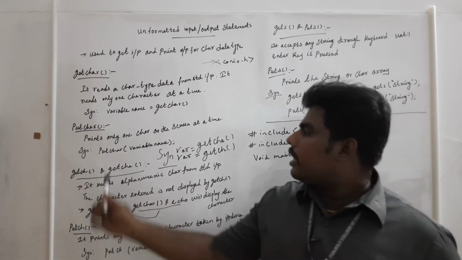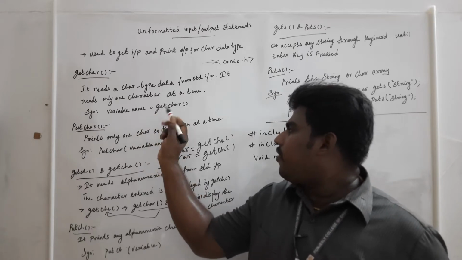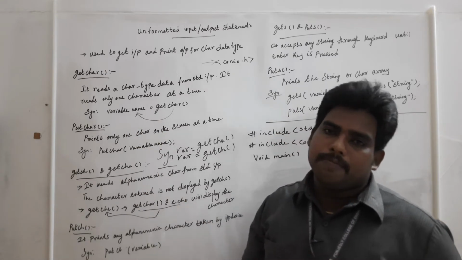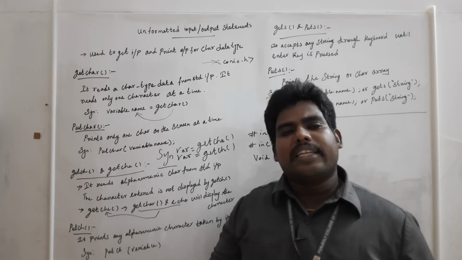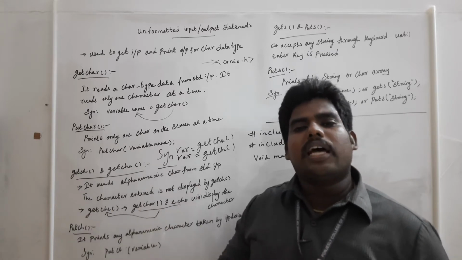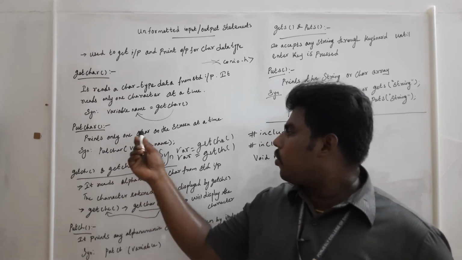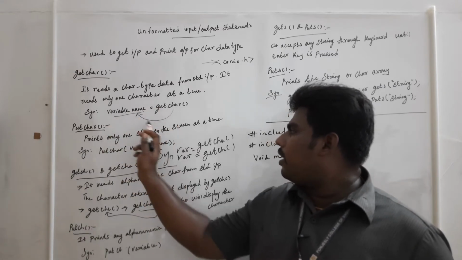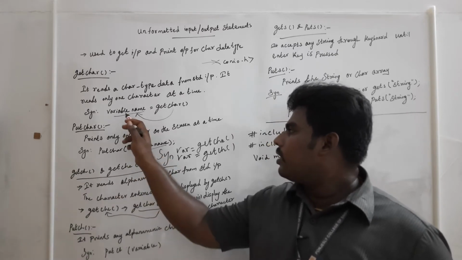The syntax is variable name equal to getchar of. Getchar is a predefined function which will get the input and store it inside the variable. Similarly, putchar is like getchar. The only difference is getchar gets the input, while putchar will print the character, only one character at a time. It prints only one character on the screen at a time. Inside the variable name the value was stored, right? That particular value will be printed: putchar of variable name.